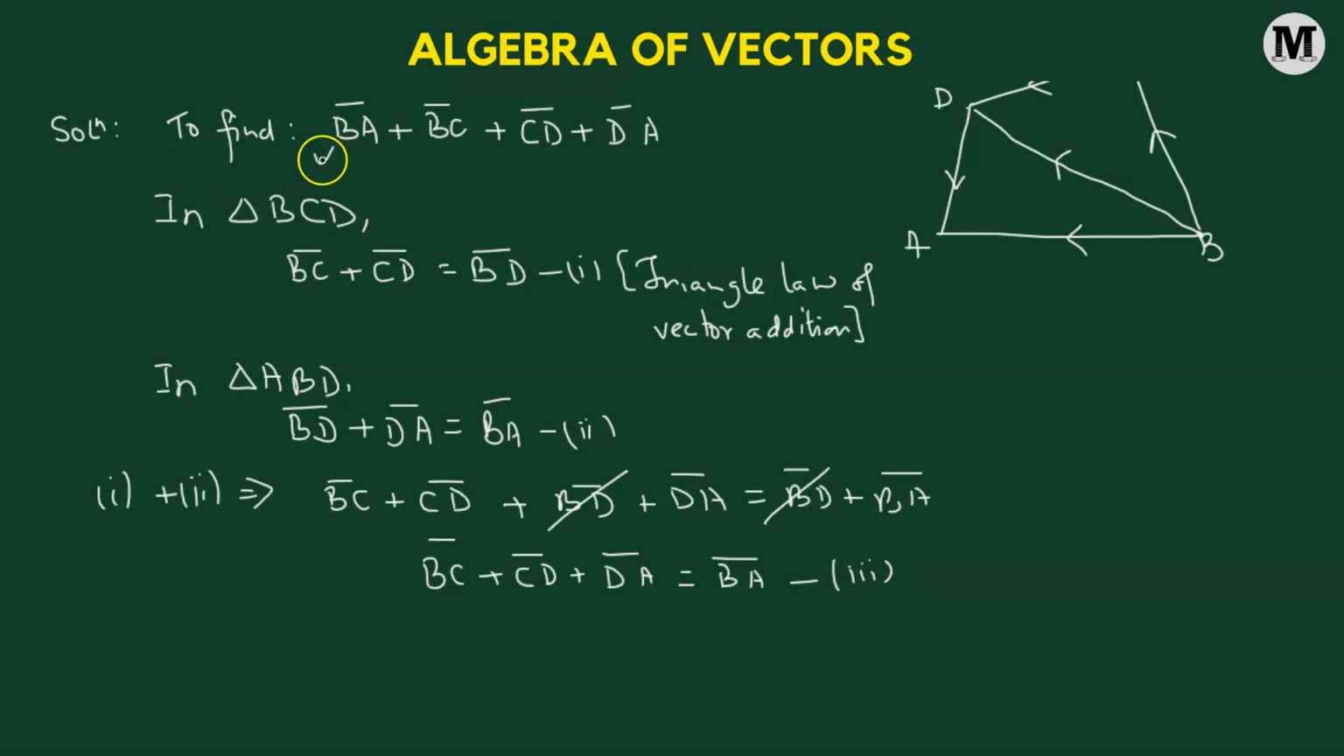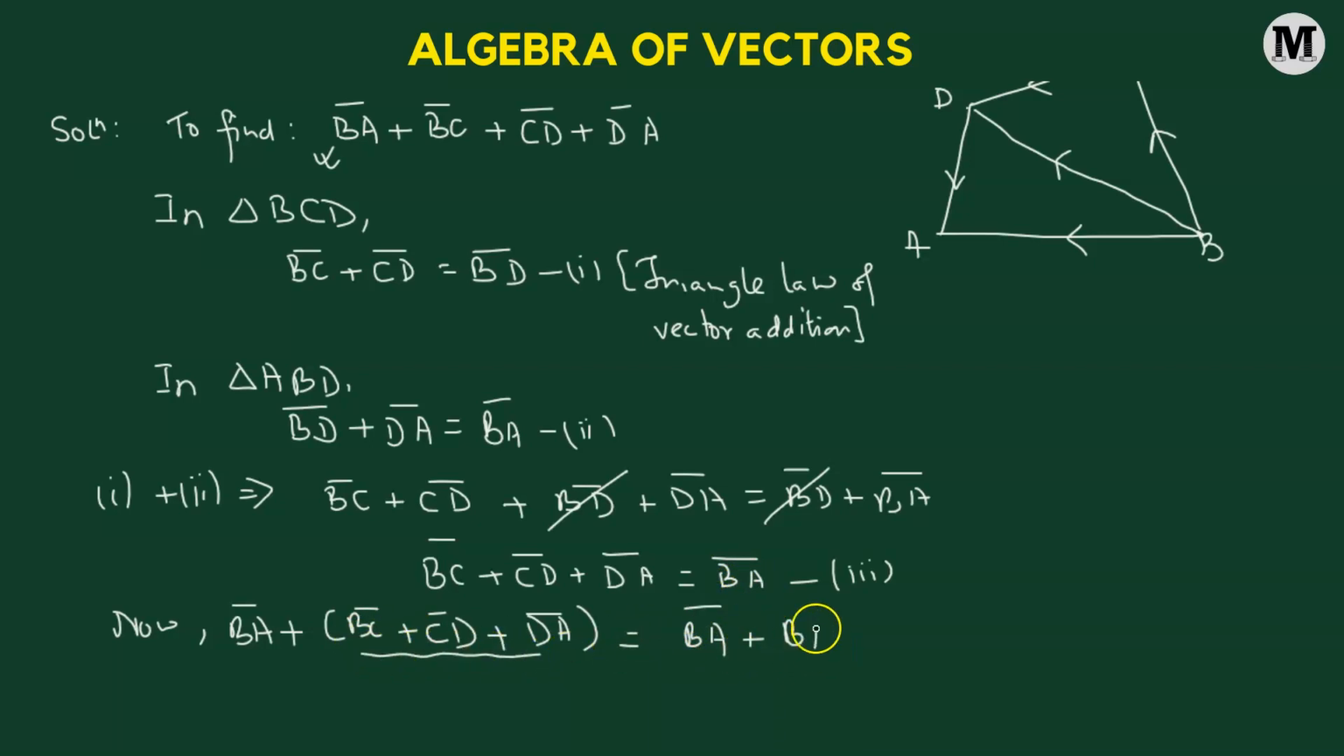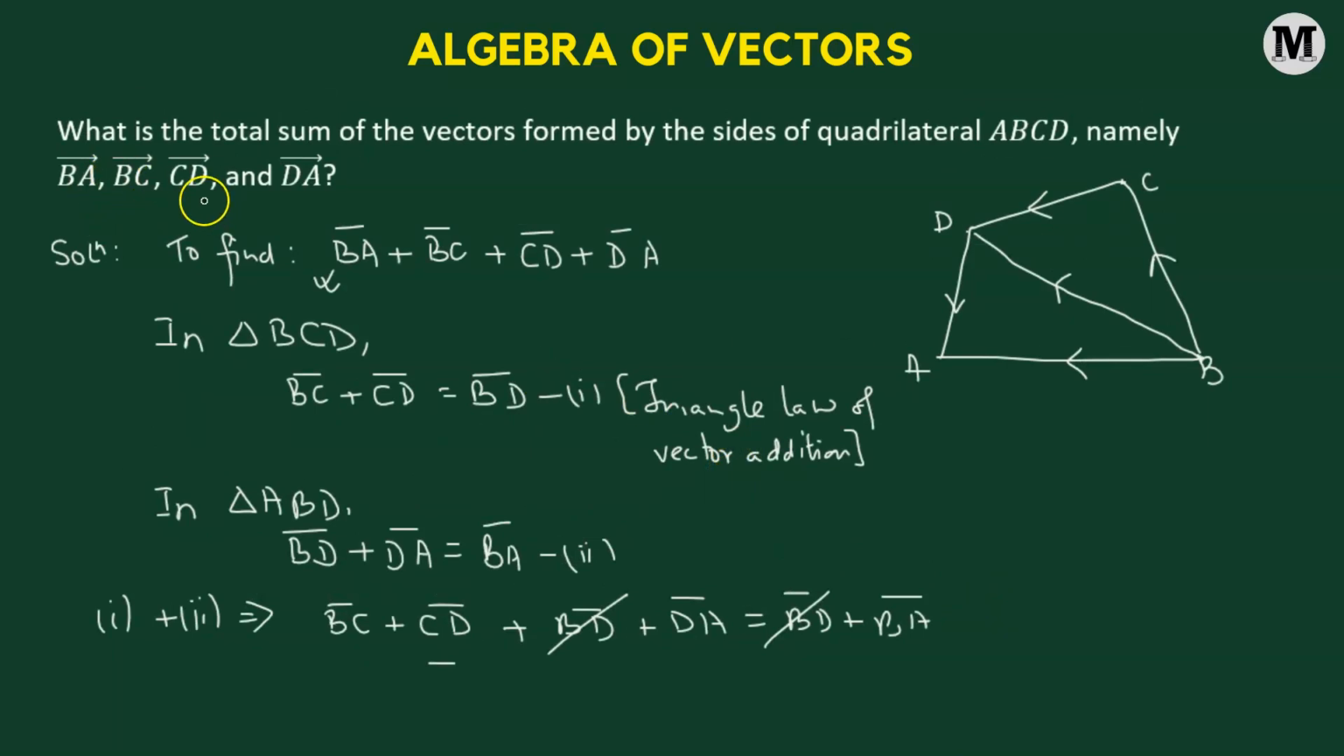Now let's go to the problem. Finally we have BA vector added to BC vector plus CD vector plus DA vector. We have already obtained in 3 that BC plus CD plus DA, these three vectors, sum up to give us BA vector. Now that means we have the first vector, that's BA, and the combination of these three vectors, that's also BA. So this will be equal to 2 times BA vector. That means the sum of BA, BC, CD and DA vector will be equal to 2 times the vector BA.